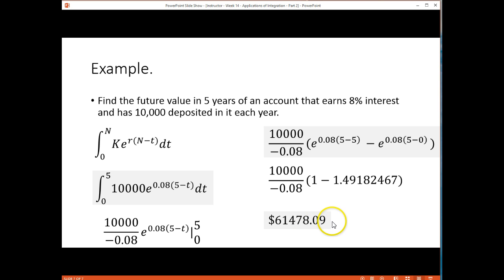$61,478.09. What this does, and the reason we need to use an integration, is because we are depositing every year another amount of $10,000. We're not just letting it sit.